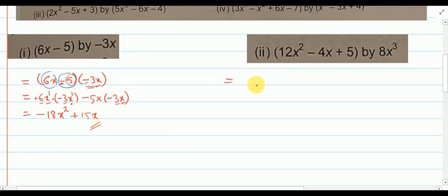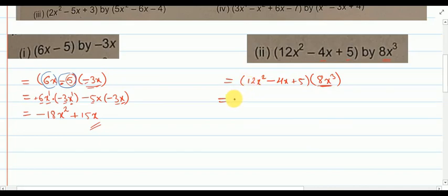Now see question number 2. Here you have 12x square minus 4x plus 5. Okay, and this has to be multiplied with 8x cube. So we will write 12x square minus 4x plus 5, and we have to write this 8x cube. Now what will happen? In the first bracket, if you see, there are three terms. Okay, and here we have got only one term. So this single term, okay, 8x cube, will multiply inside this bracket with each term.